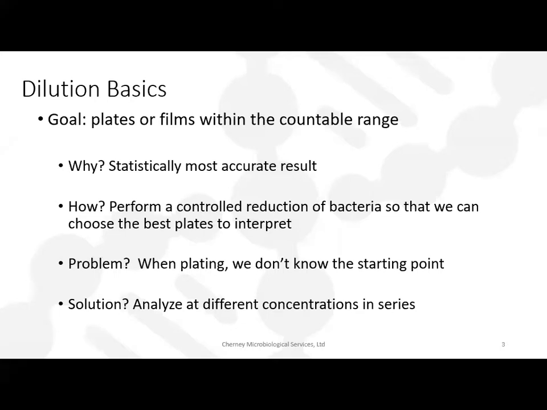So what's the problem? First, when we have our plating and we're ready to set up, we don't know the starting point. We don't know the bacterial load of the environment. If you're doing an environmental sponge or your product, you can't just look at a piece of cheese and say, it's probably got about 10,000 CFU bacteria, I should do an extra dilution. You can't just look at it and know when you're going to need those extra dilutions and when you're not. So the solution is analyzing that product or environmental sample at different concentrations within the series, doing a multitude of different dilutions.